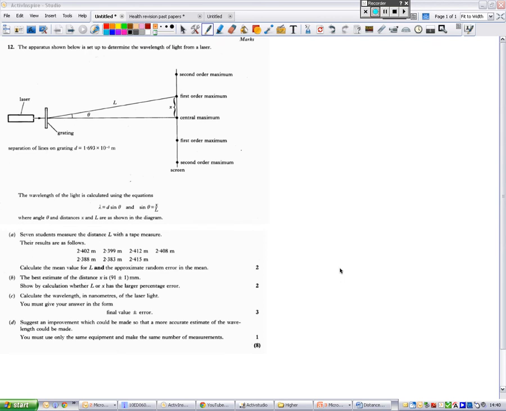For paper 2, question 12. In fact, when there used to be 2 papers. So 12a, 7 students measure the distance L with a tape measure. The results are as follows.